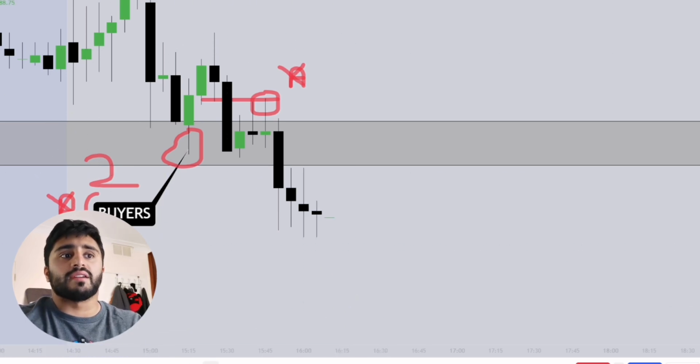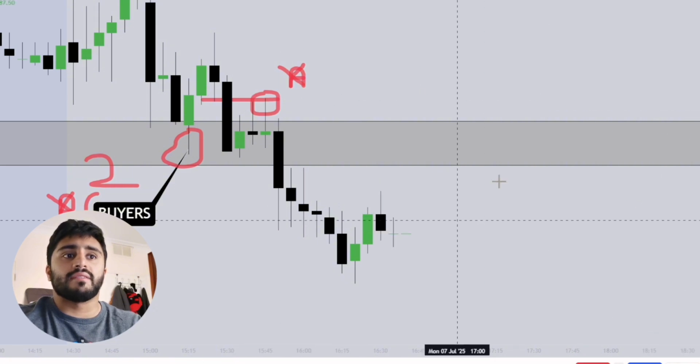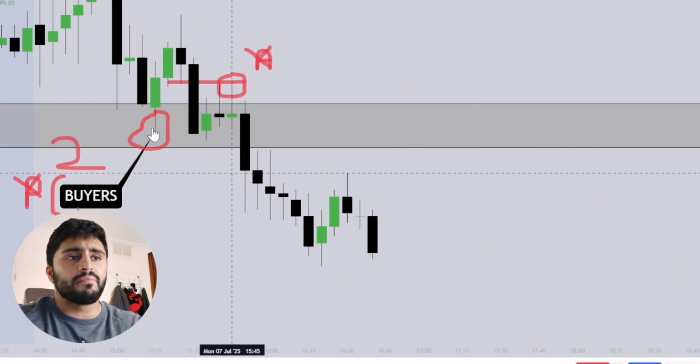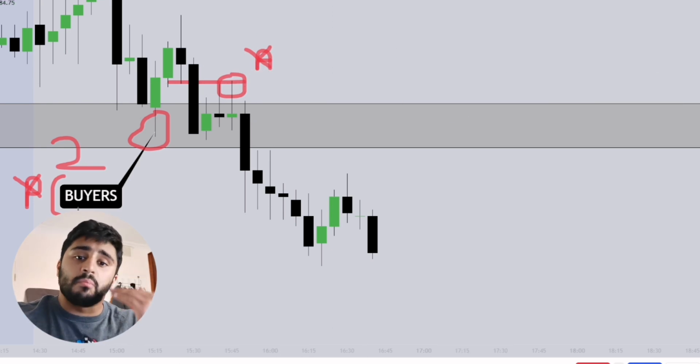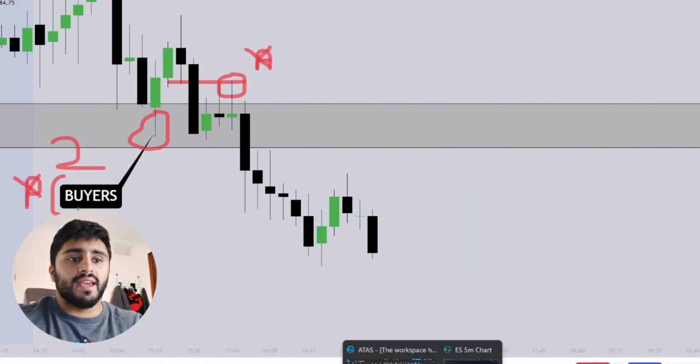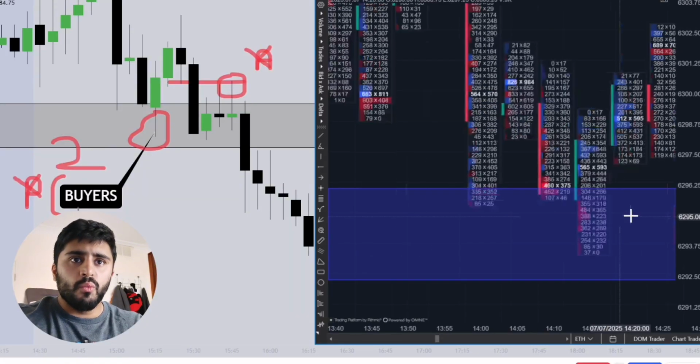So when you're looking for a break and retest, you want to see how the market behaves in and around this zone, okay? So we know we can have our stop loss just in this position. The reason we can have our stop loss there is because we know buyers have failed, right? Buyers have failed.